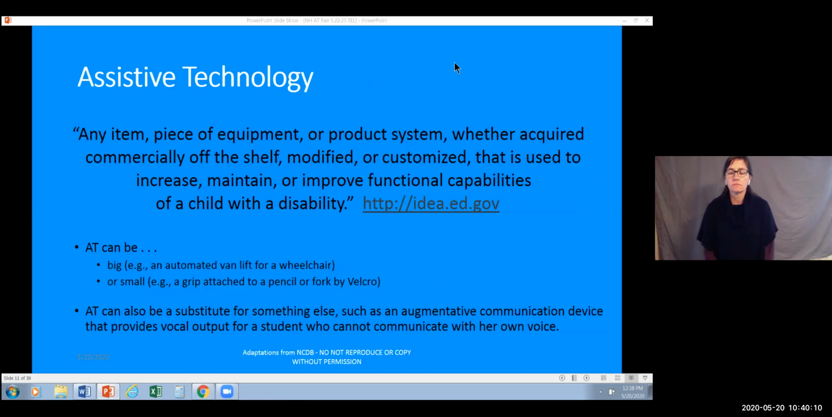Okay. And as I mentioned, assistive technology could be an augmentative communication system that provides vocal output for a student who cannot communicate with her own voice.